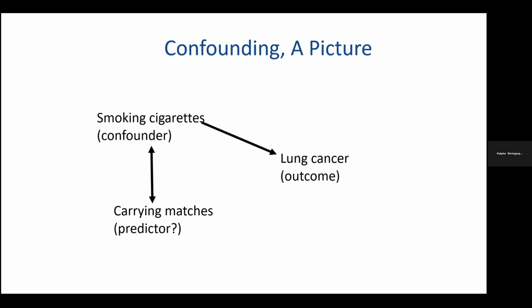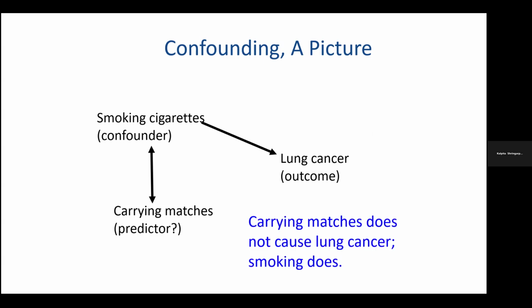The second part is those who are carrying matches may be prone to smoking cigarettes, and it is actually the cigarette smoking which is leading to lung cancer. So in this case, smoking is the confounder. When I need to analyze this, I do a stratified analysis wherein I'll have two groups. One is smokers, the other is non-smokers, and then I look at the association.